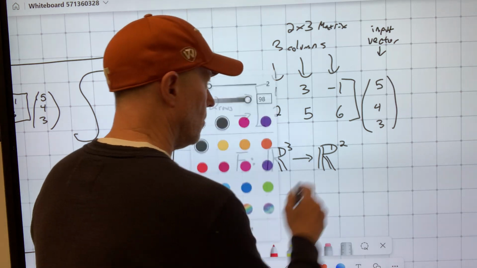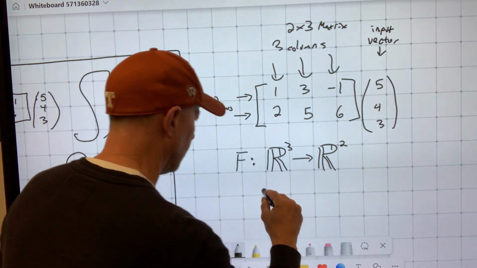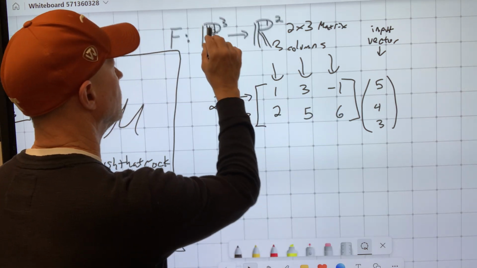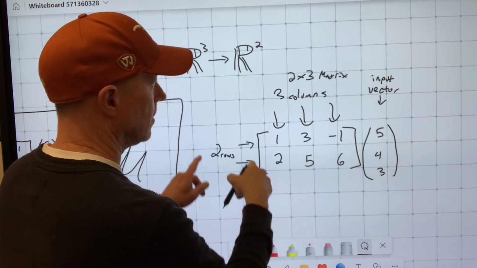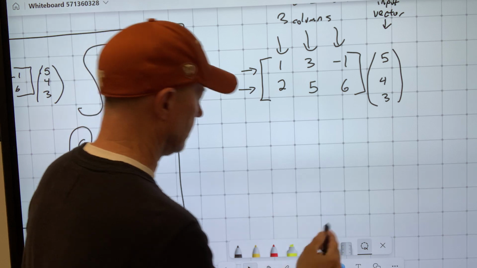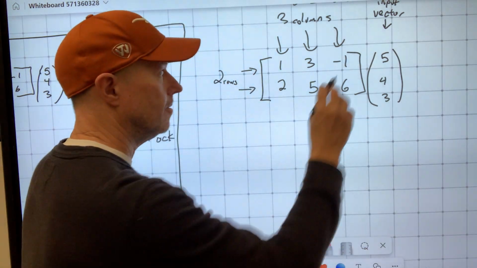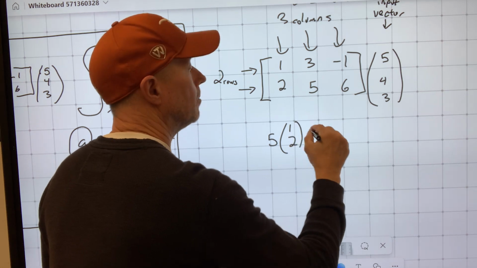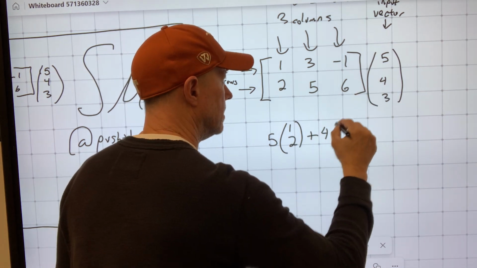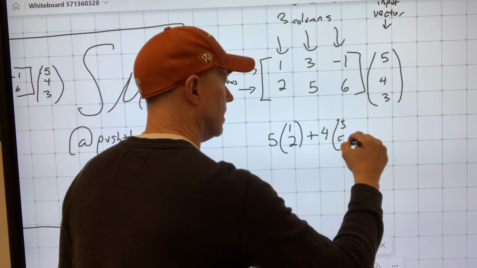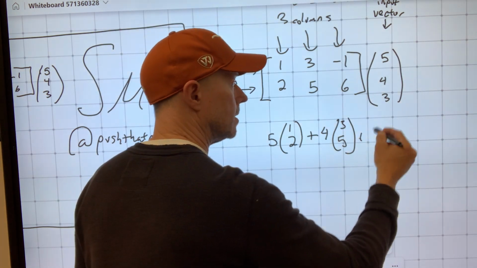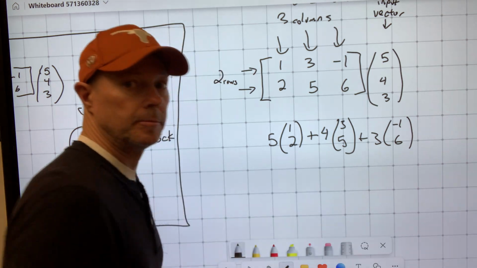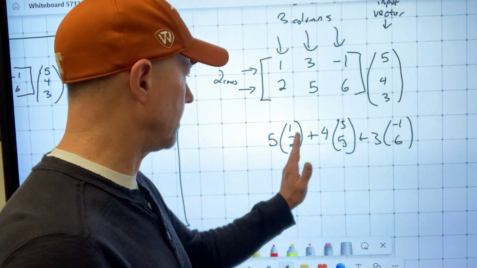Okay. We're going to take this first entry. Let me move this out of the way. Okay. Try again. Sorry. First entry in the input times this first column, plus second entry times second column, plus the third entry times the third column. Okay, now we just scalar multiply the vectors.